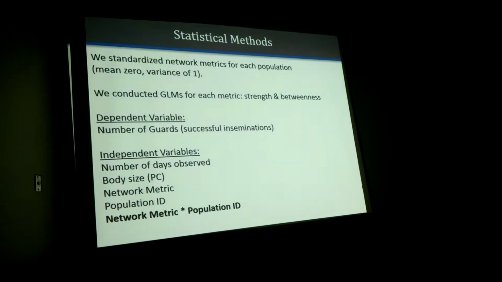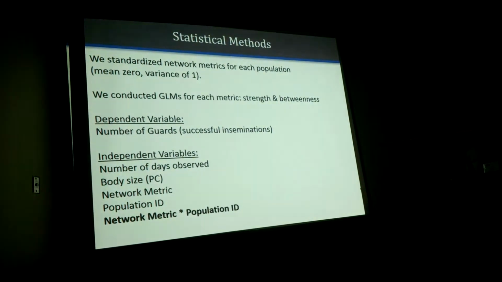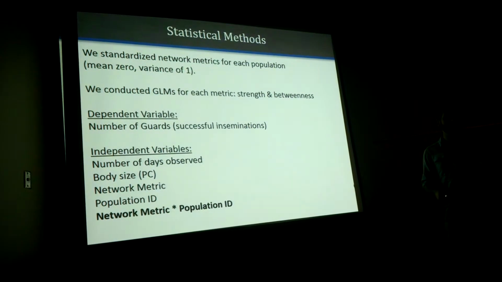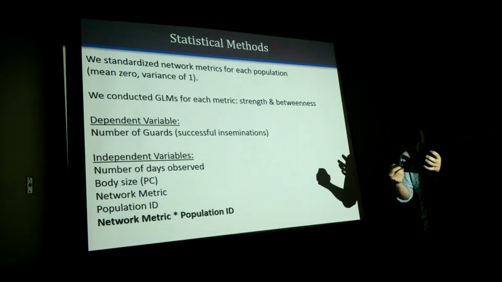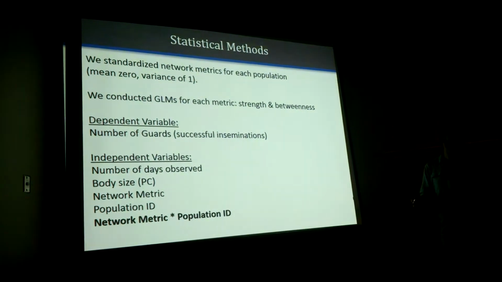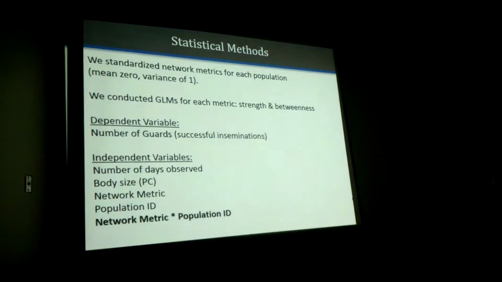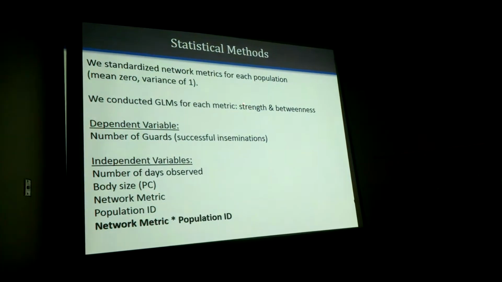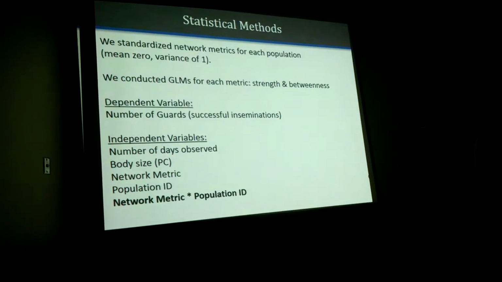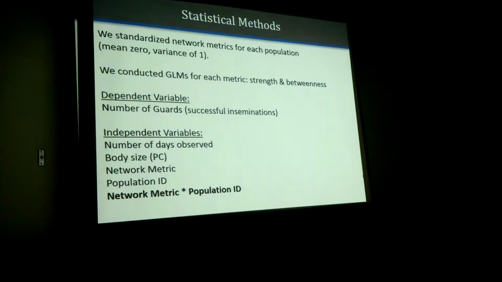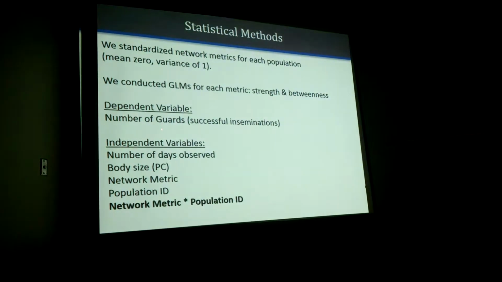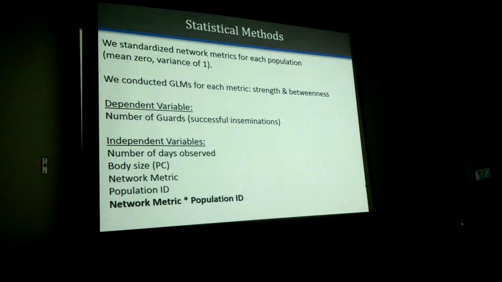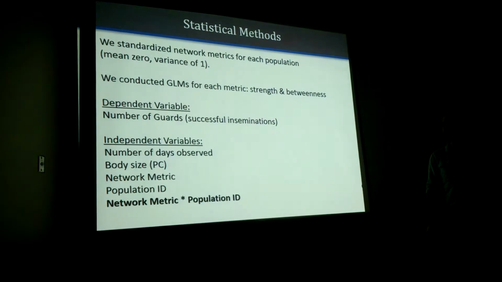So to look at differences in selection, we standardize all of the network metrics across these populations, so mean 0, variance of 1. And what this does is we're really looking at the most connected individuals in the population and comparing their fitness to the least connected individuals. We conducted generalized linear models for each metric, and we did this separately for strength and betweenness. So we're using a Poisson distribution. We check to make sure that our data were not over-dispersed. And for a dependent variable here, our fitness component is the number of guards or successful inseminations. You can think of this as mating success.